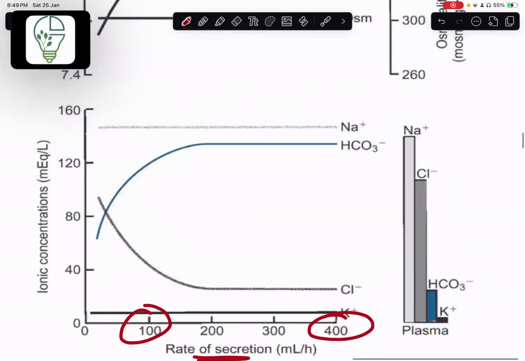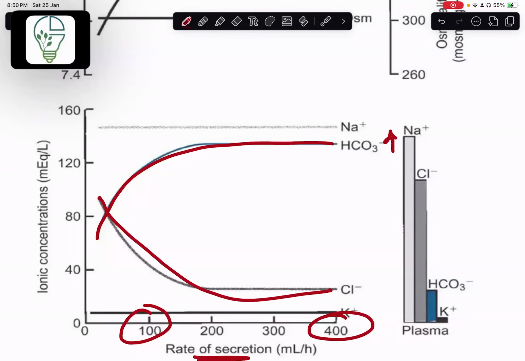And the ions, sodium and potassium, do not change because we said it is isotonic. Chloride changes because it gets reabsorbed. There are special channels for chloride to get reabsorbed. That's why it changes, and sodium and potassium do not. And bicarbonate gets secreted. So as we can see, the bicarbonate curve goes up as it's getting secreted, and chloride concentration goes down as it is getting reabsorbed.